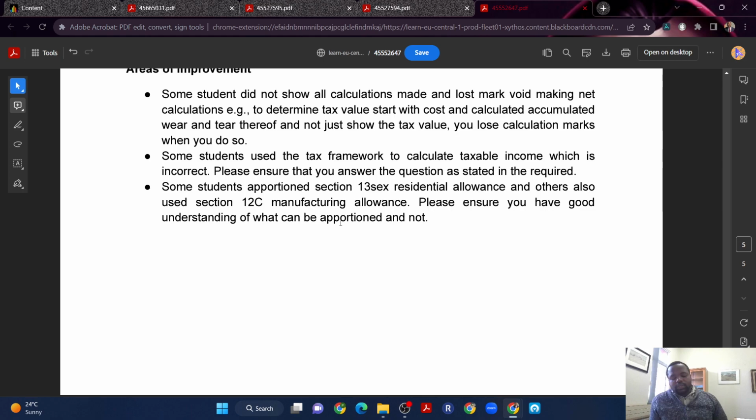But as a general thing, buildings you won't apportion. Machines, you will never apportion. So yeah, at least if you don't know anything, know that. You do not apportion any of your building allowances, and you do not apportion the section 12C manufacturing machine allowance. And then it says there, please ensure you have a good understanding of what can be apportioned and what cannot.